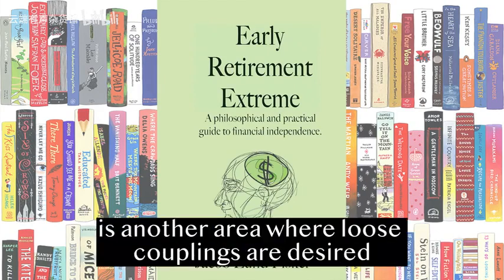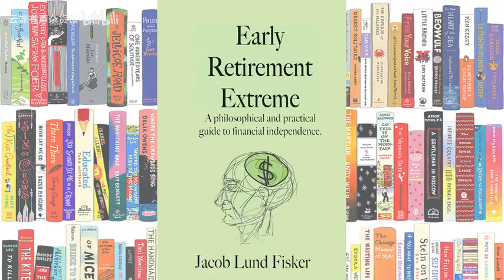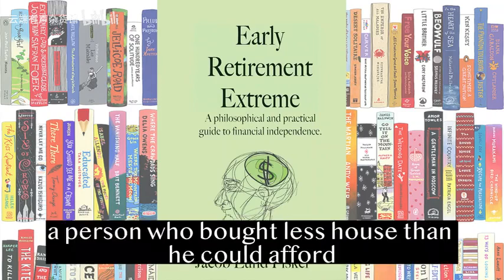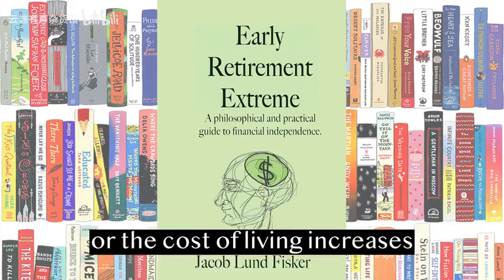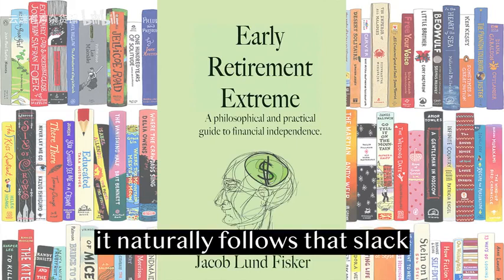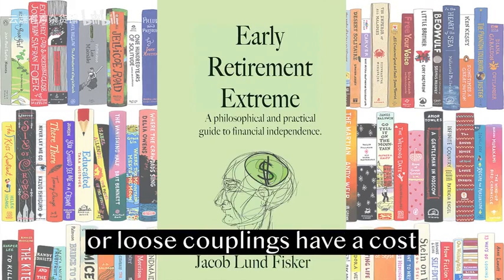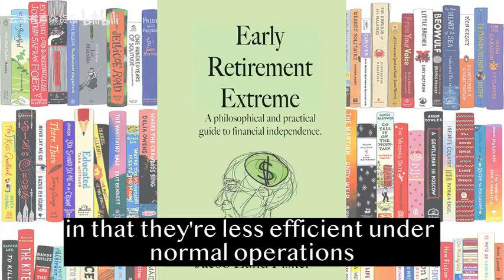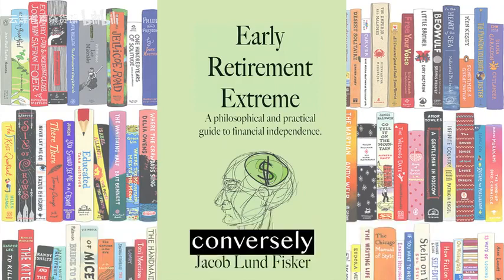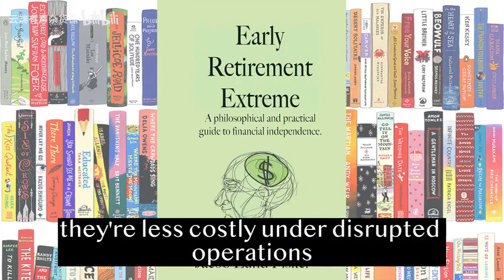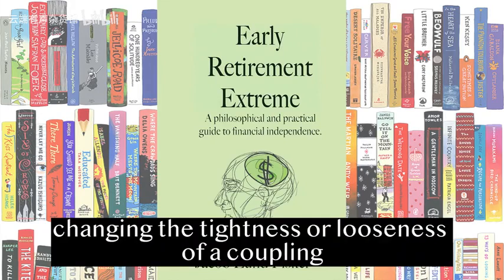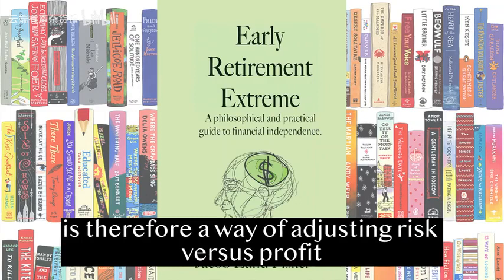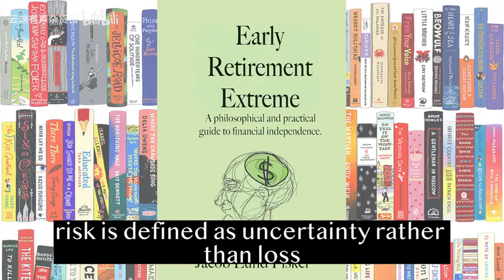Personal finance is another area where loose couplings are desired. For instance, a person who bought less house than he could afford is less likely to lose his home if his income drops or the cost of living increases. It naturally follows that slack or loose couplings have a cost, in that they're less efficient under normal operations. Conversely, they're less costly under disrupted operations, such as in catastrophes. Changing the tightness or looseness of a coupling is therefore a way of adjusting risk versus profit. Here, risk is defined as uncertainty rather than loss.